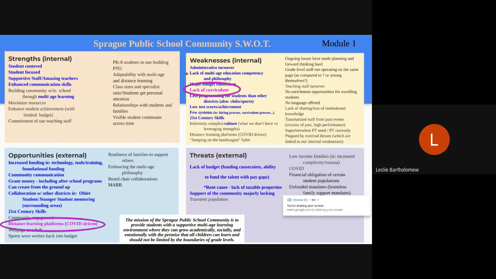Increased funding, can that help minimize the weakness of lack of multi-aged education competency and philosophy? I'm not sure. Funding, I don't feel directly impacts the cultural weakness that we're pointing out here. Just under this line, I see we've got major budget constraints. Okay, so that rings a bell for me. Increased funding matching up with major budget constraints. That would be something to really think about as a strategic piece.